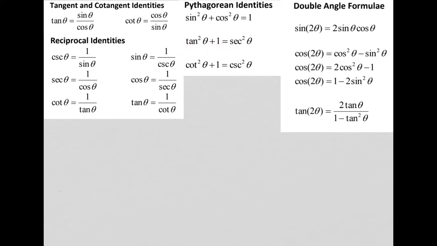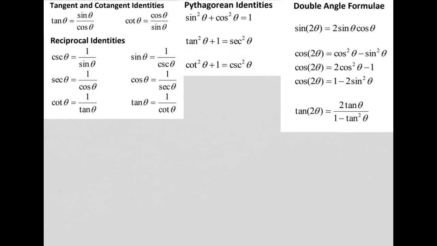The third one is, I divide those three terms by sine squared. So sine squared divided by sine squared, you get 1. And cos squared divided by sine squared, you get cotangent squared. And 1 divided by sine squared, you will get cosecant squared. So that's the third Pythagorean identity.